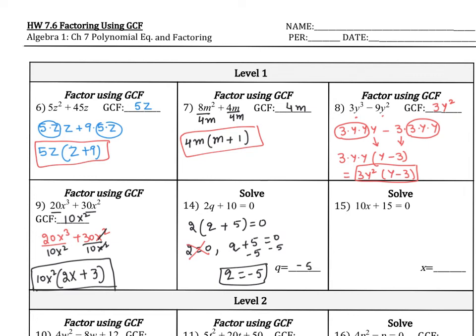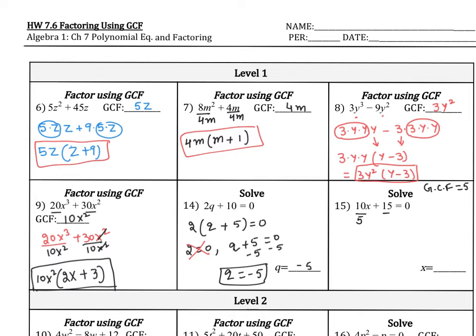Same thing when you're solving for number 15. You can solve this problem by subtracting 15 on both sides and dividing by 10. But we're not doing it that way. We are going to first figure out what the GCF is between these two terms. Again, the GCF is the number that divides both of them. So the GCF is 5.